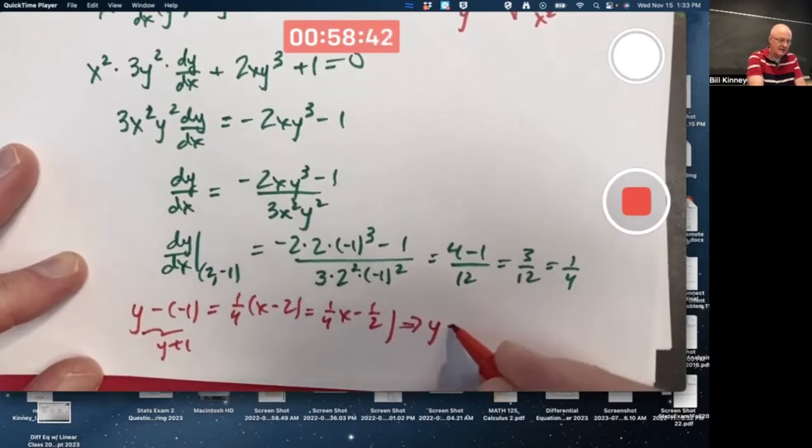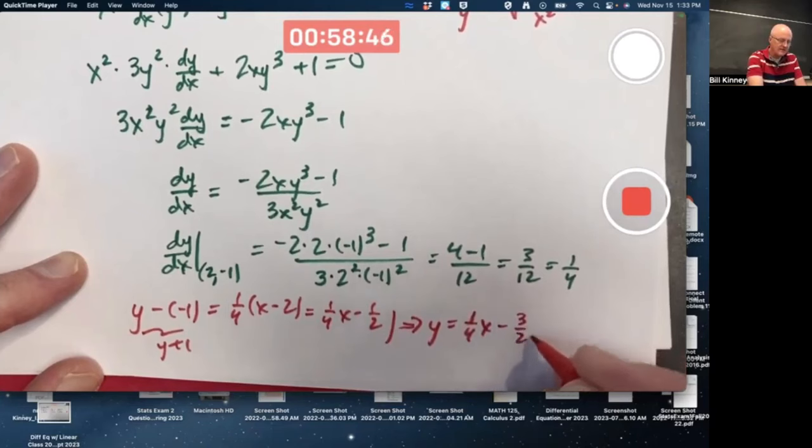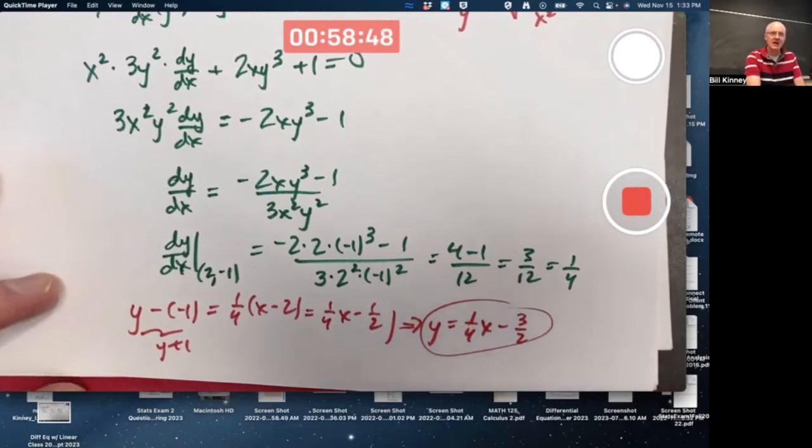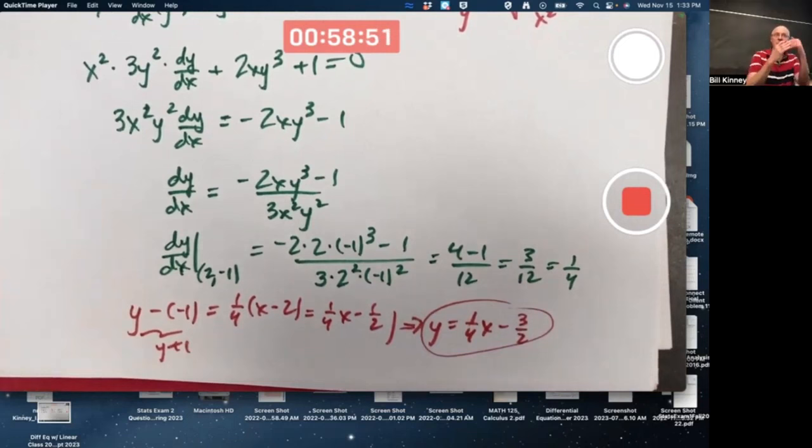Subtract 1 from both sides. Y will be 1/4 x minus 3/2. That'll be the equation of the tangent line at that point, and then its graph will approximate the curve near that point. And you should also be able to use it to approximate values on the curve near the point.